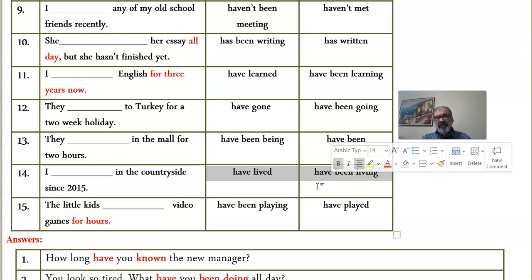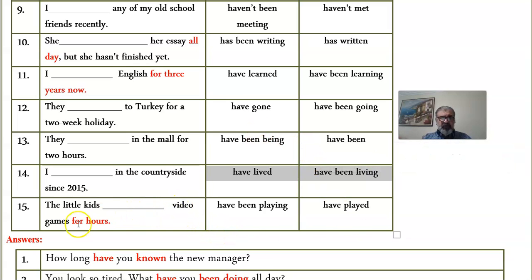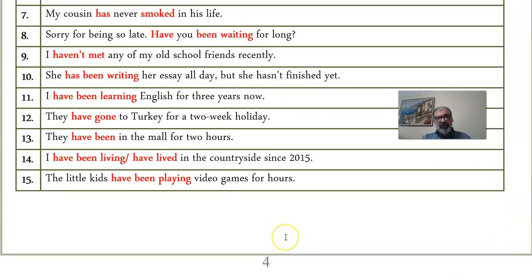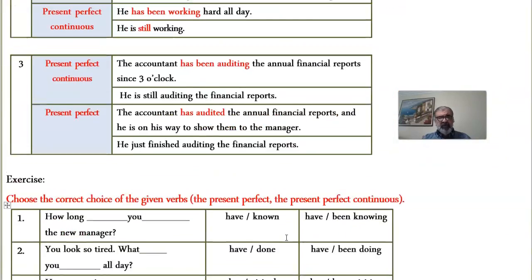Because, by the way, let me just say something. 3 verbs should never be used to distinguish between the present perfect and the present perfect continuous, because they both have the same meaning. Work, live, and teach. If you say I have lived and I have been living, I have worked, I have been working, I have taught, I have been teaching, they all have the same meaning. The little kids have been watching video games for hours, and these are the answers for the above questions.